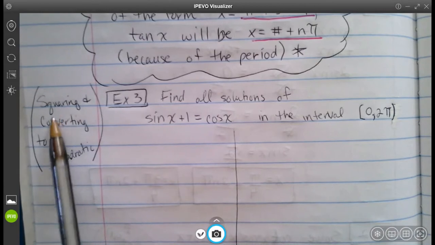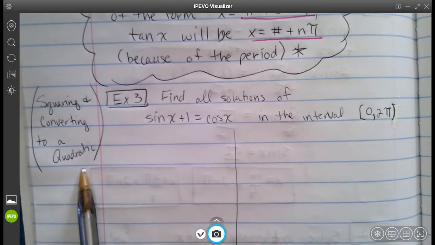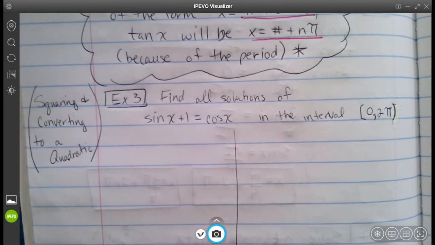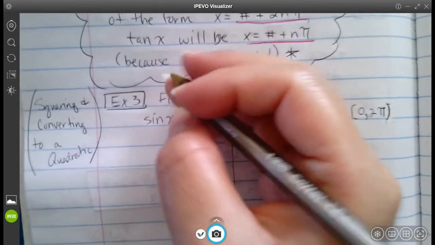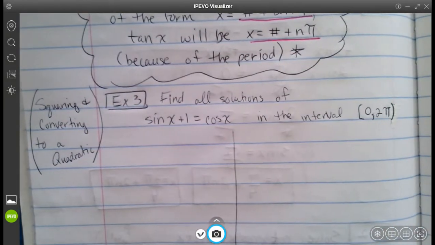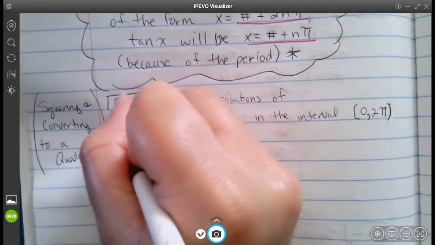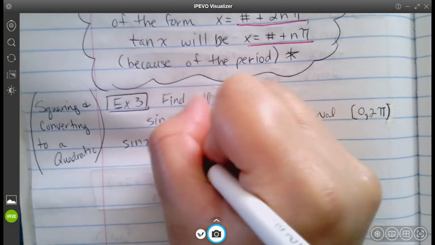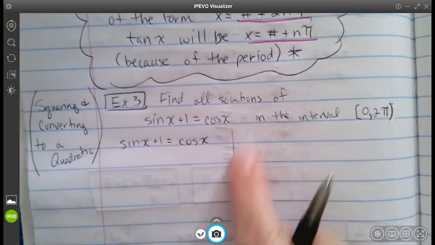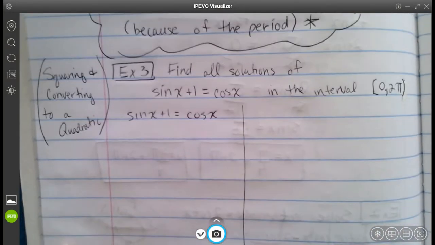Because technically it's the same position. And I did have a note here, we're going to be squaring and converting to a quadratic because that's going to help us figure this one out. So we're going to square everything. So let's do that. Let me rewrite this here. We're going to have sine of x plus 1 equals cosine of x, and we'll talk about why I divided this in 2 in just a bit.